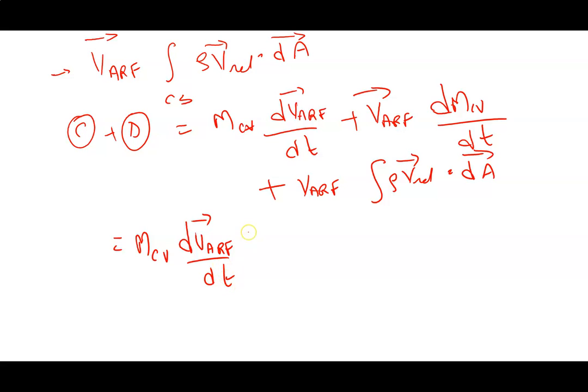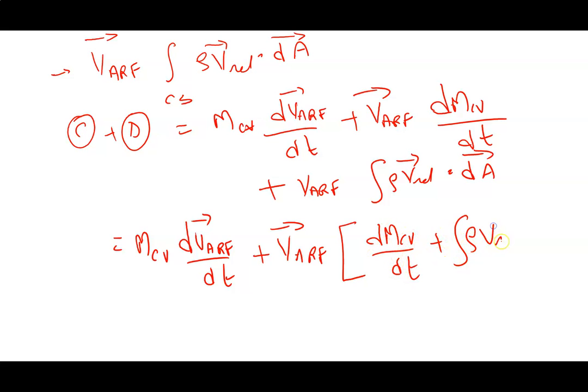So I'll copy the first term on the right hand side as it is. Now the a_RF is common to two terms, so I'm going to factor that out. And what I'm left with inside the parentheses is d m_CV/dt plus the integral of rho V_RL dot dA. We recognize that this is nothing but the conservation of mass statement, which means this is precisely equal to 0, right? So that makes things simple.